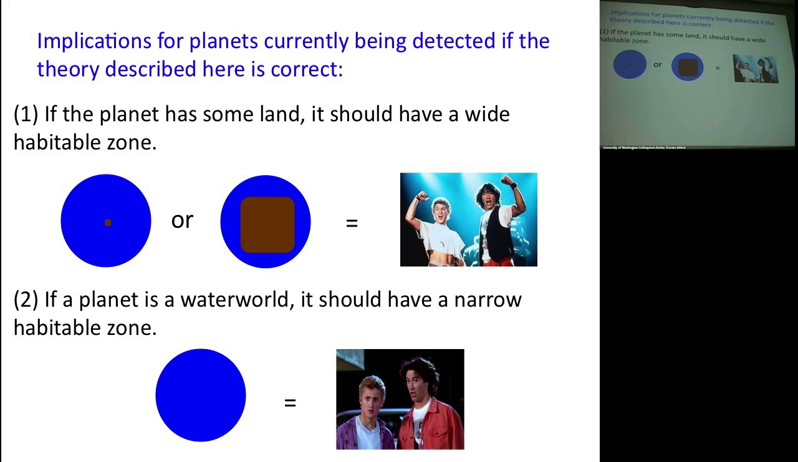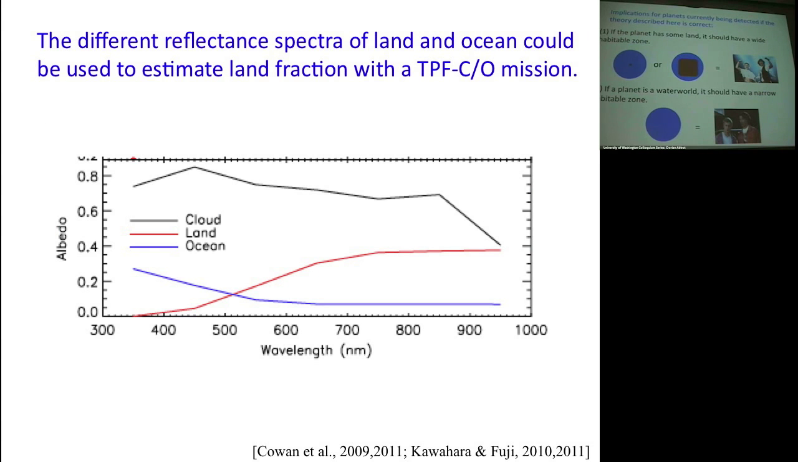So if you think the planet has some sort of land fraction, then you're happy. It doesn't matter how much. You've got a wide habitable zone. The previous scalings derived for where the habitable zone is should be roughly right. If you think you're dealing with a water world, then you're not happy, because it should have a very narrow habitable zone. And things that you find that you might think are in the habitable zone are unlikely to be actually there.